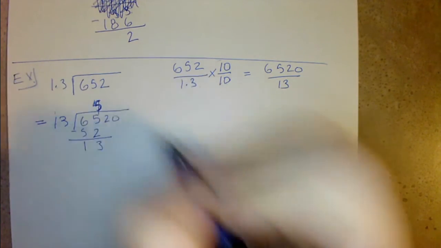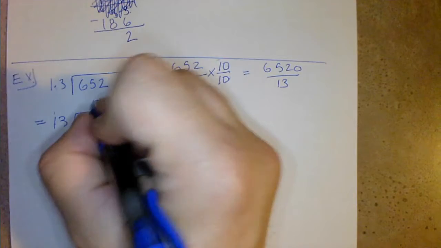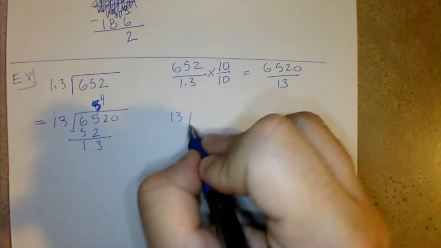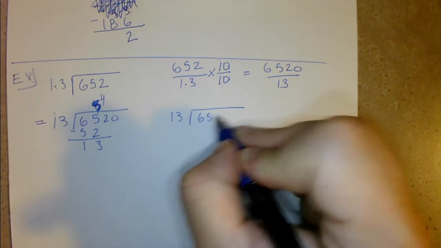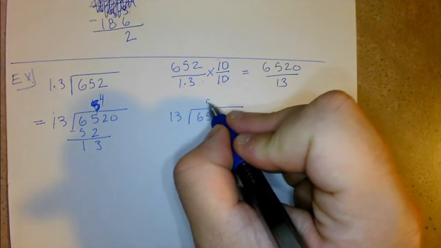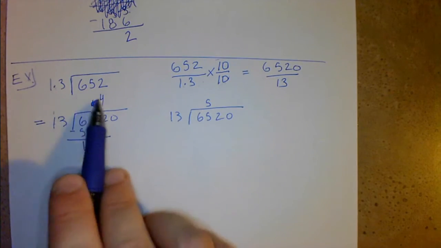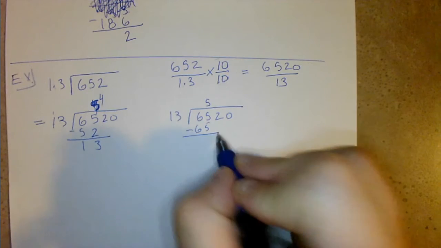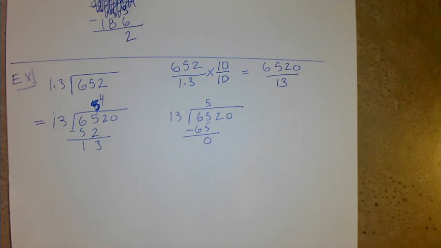Erase it. Actually, let me not scribble things out like that. Let's just start all over since I'm doing my work in pen. We've just established that this can actually go in evenly 5 times. 4 wasn't big enough because I get 65. And when I subtract 65 from 65, I get 0.